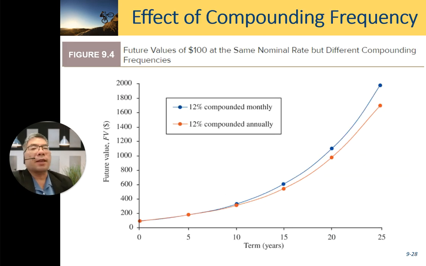Okay, this is an example of compounded monthly and compounded annually. Compounded monthly is much steeper than compounded annually. The annual one is the orange one.